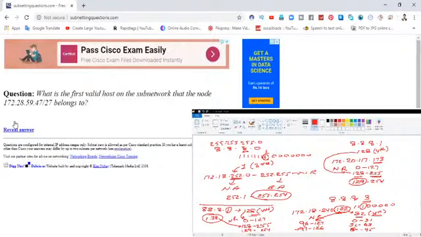What is the first valid host on the subnetwork? The answer would be 172.28.59.33. 59.33 would be the answer. Let us check. 59.33, right? Again, fractions of seconds, not even 1 second.